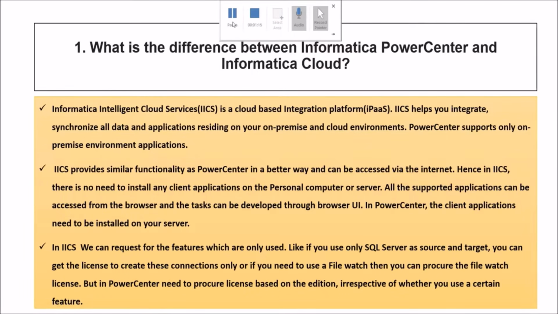But in PowerCenter, the client applications need to be installed on your server. In IICS, we can request the features based on our usage. Like if you use only SQL Server as your source and target, you can get the license to create these connections only, not for all. Or if you need a file watcher job, then you can procure only the file watcher license. Like this, based on your requirement, you are going to procure the license for the particular features. But in PowerCenter, you need to procure the license based on the edition, irrespective of whether you use a certain feature or not.